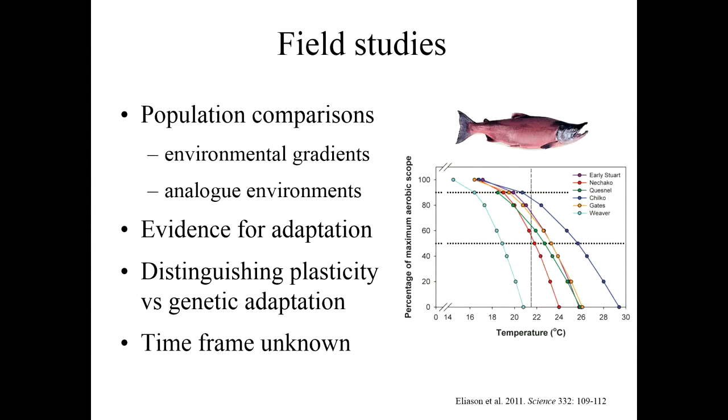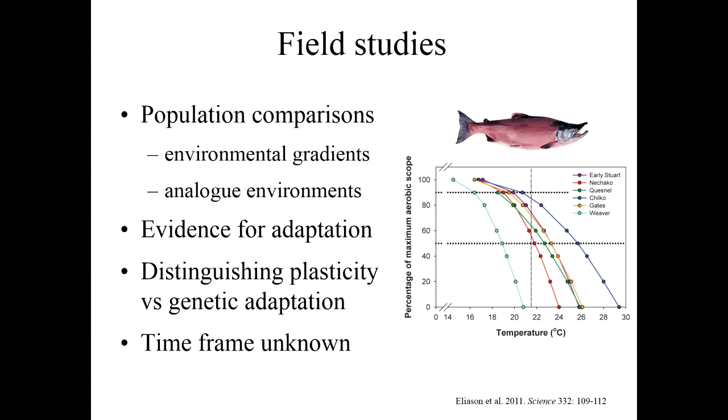Okay, so field populations, field studies. We could actually go out and make comparisons among populations, and that might tell us something about adaptation or the potential for adaptation. We could look across environmental gradients, or look at analog environments that are representative of what we think the future is going to look like, and see how the animals are doing in those environments. This is just an example for salmon in Canada, where they've got salmon that run up different rivers, and those rivers have different thermal ranges and histories. What you see is that the thermal reaction norm for aerobic scope, the same one that we've been looking at, varies among rivers in relation to the temperature profiles of those rivers. And so that's pretty good evidence, probably, for genetic adaptation.